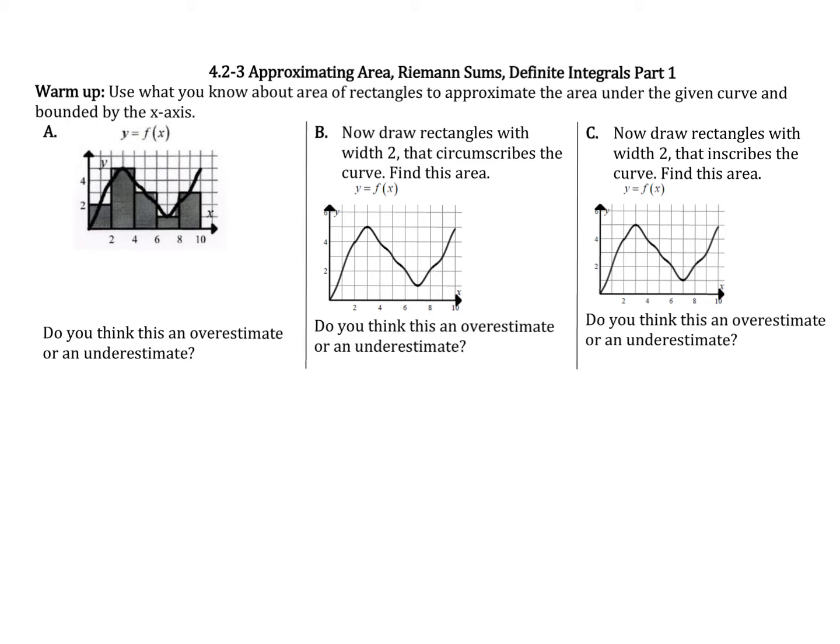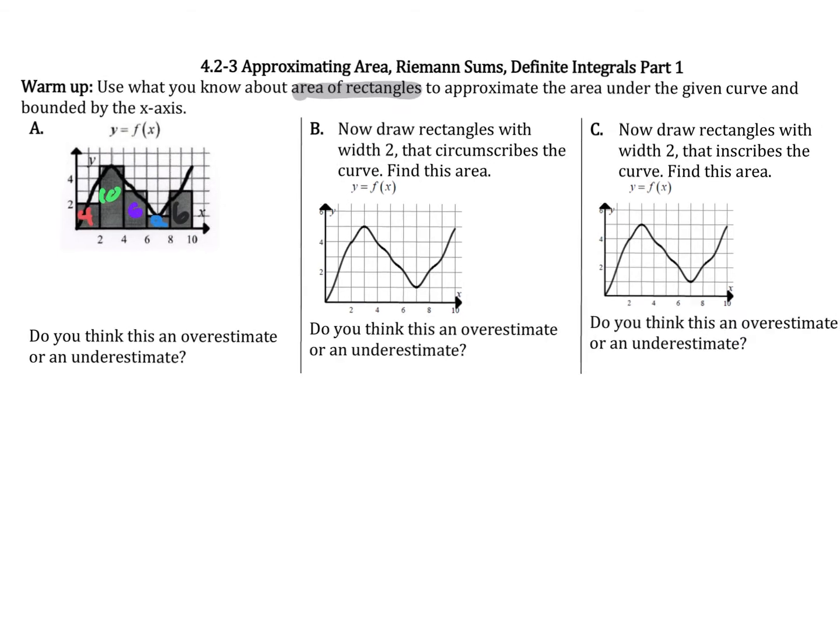So what I want you to do as a warm-up is use what you know about finding the area of a rectangle to approximate the area of the rectangles created in each situation. I'm going to help you set up the rectangles for B and C, but go ahead and pause the video and find the area of each rectangle in A, where they're already drawn for you, and add them up. And then answer the question that's below part A. Then unpause the video and see how you did.